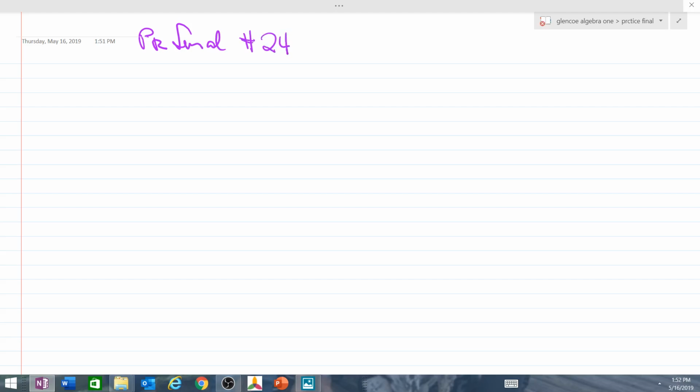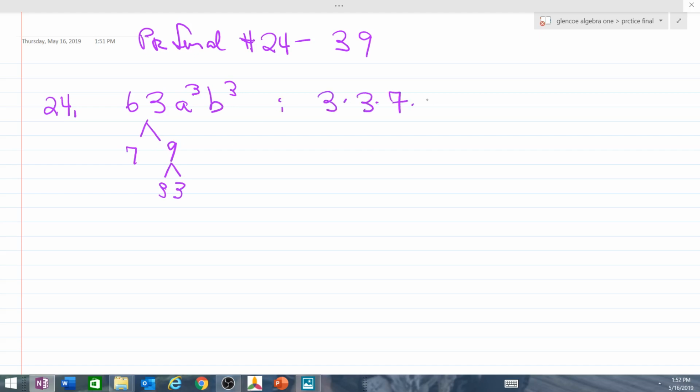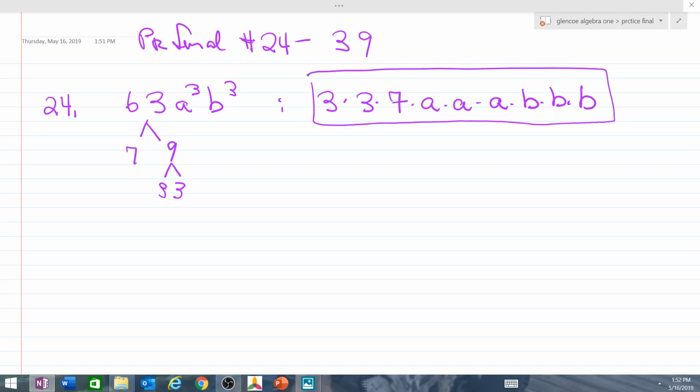Numbers 24. We're going to take it till at least 39 today. When we want to factor a monomial completely, so if I wanted to factor 63a cubed b cubed, I'm going to prime factor, and it's going to look like this: 3 times 3 times 7 times a times a times a times b times b times b. So please make sure when it tells you to factor completely that that is exactly what you are doing.